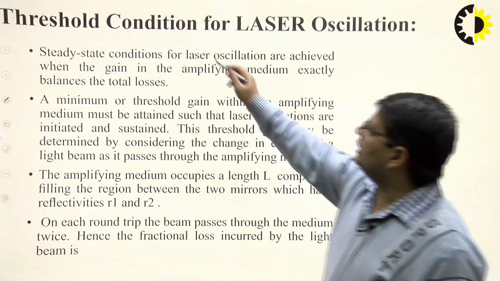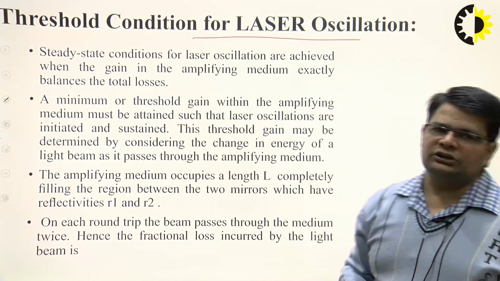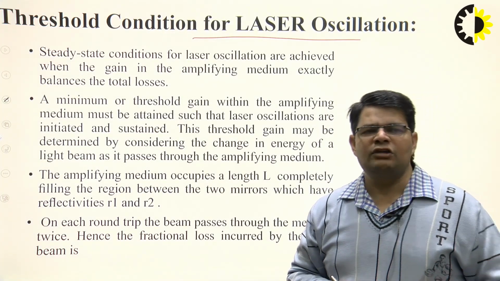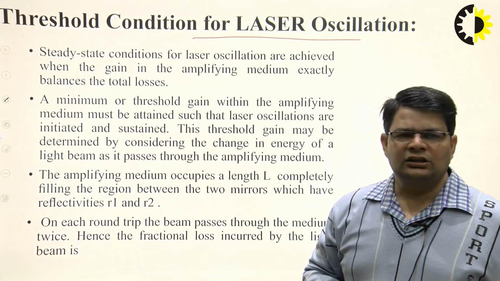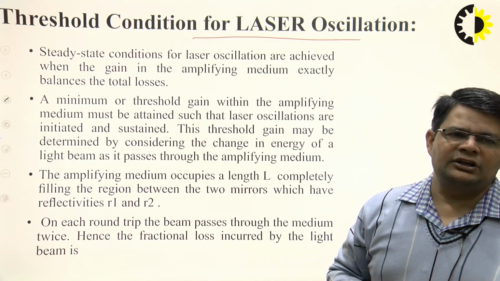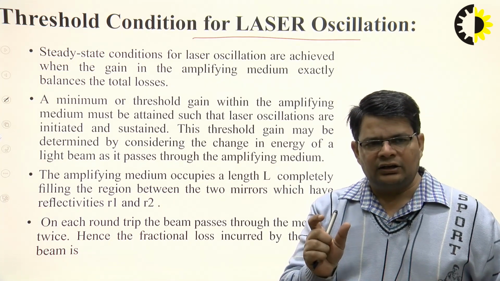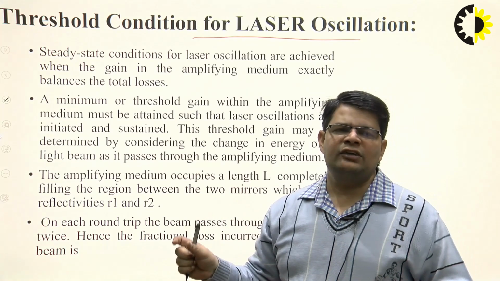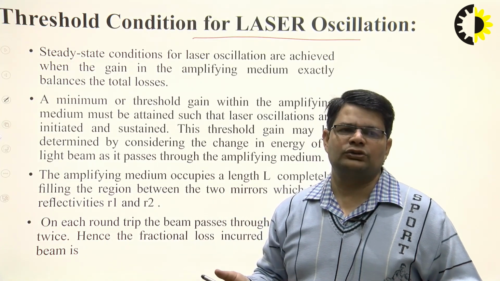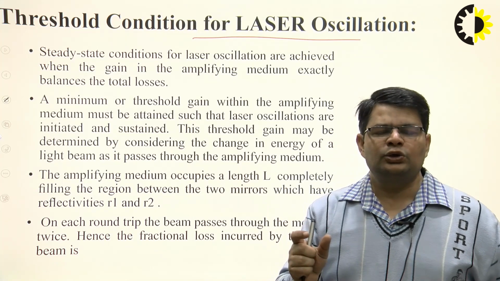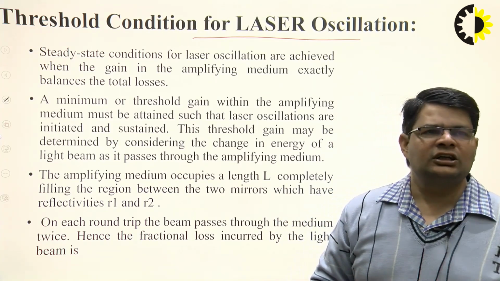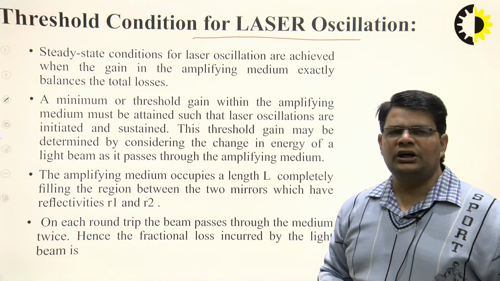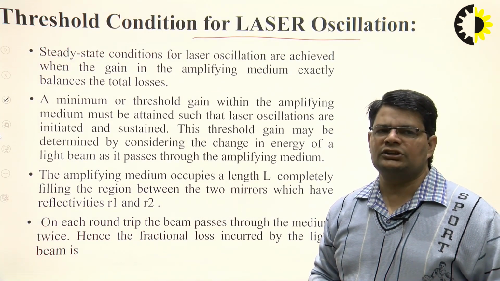Next is the threshold condition for laser oscillation, that we have studied. The main purpose of gain inside the cavity is firstly to neutralize the losses occurring inside the cavity. The value of the gain that balances out the losses, for example transmission loss and reflection loss, is the minimum value of gain to neutralize the losses. It is known as the threshold gain, and the condition is known as the threshold condition for sustained laser oscillation.